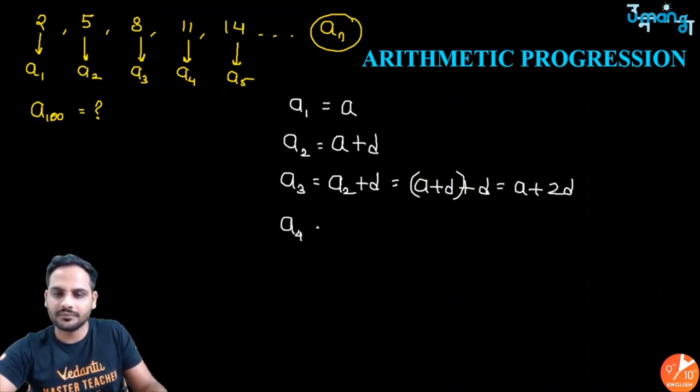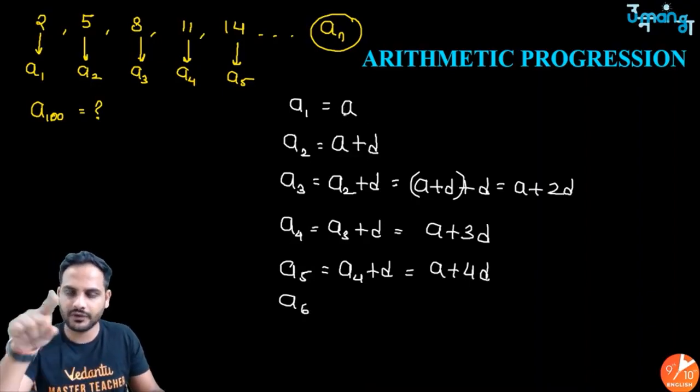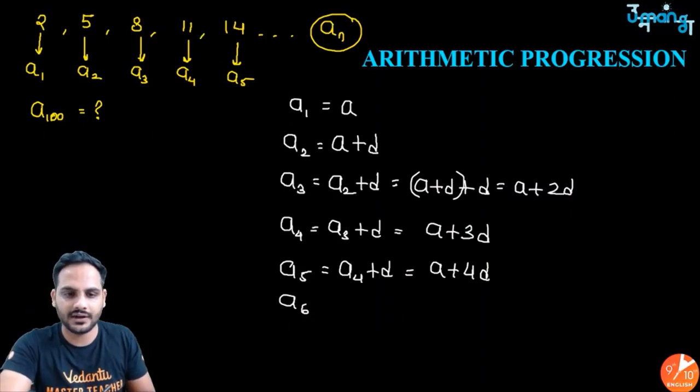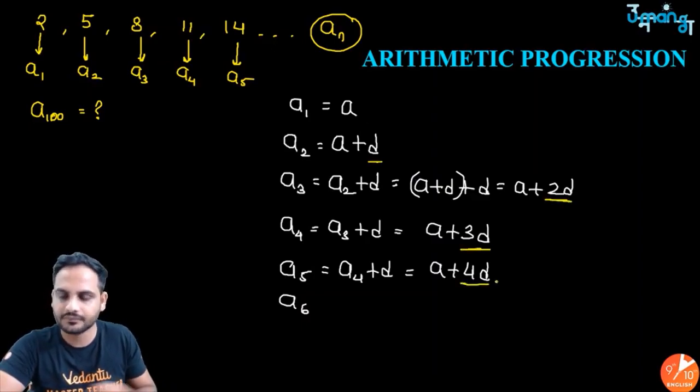Similarly, the fourth term will be the third term plus D. So A plus 2D plus D gives A plus 3D. For the fifth term, I will get A plus 3D plus D, so I am getting A plus 4D. If you look at the pattern, first term A, second term A plus D. Focus that A is everywhere, only D is changing. How many times are we writing D? Here we have not written D in the first term. Here D is written one time, then two times, three times, four times.